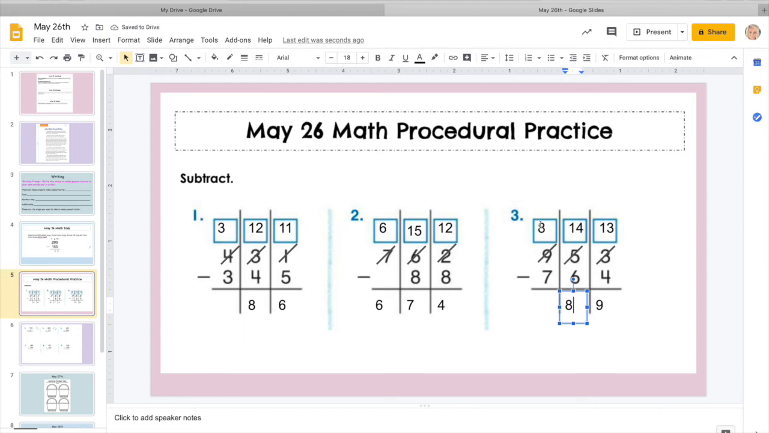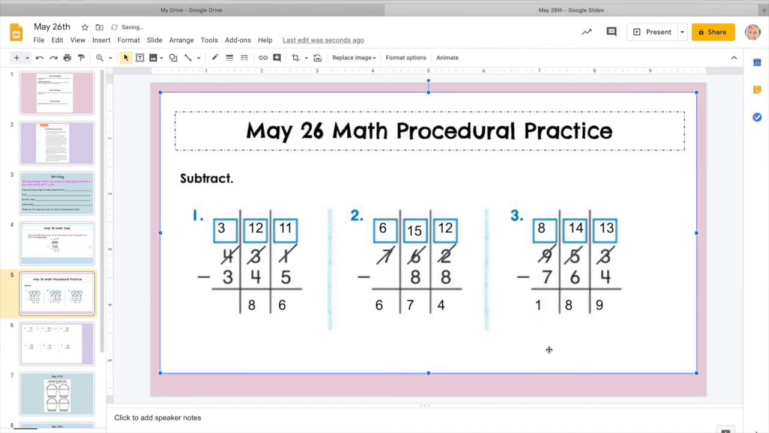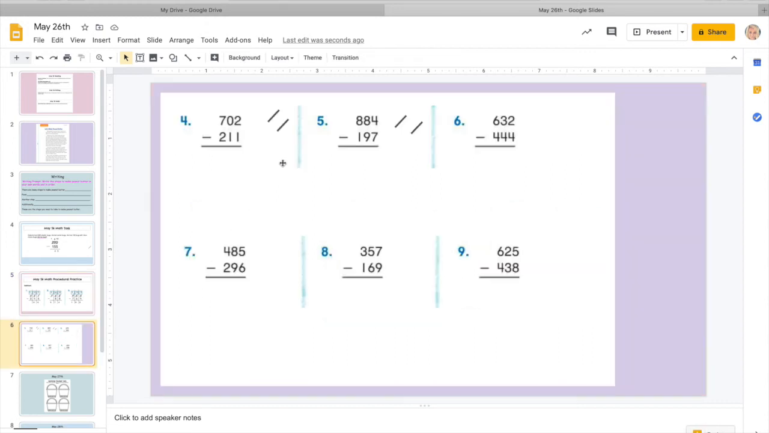And we are finally able to move on to the third and final step in problem number 3, where we are going to subtract the hundreds column. We have 8 minus 7. We know we can make that happen because 8 is greater than 7. If you have 8 of something and you take 7 away, you are left with 1. So the difference of 953 minus 764 is 189.